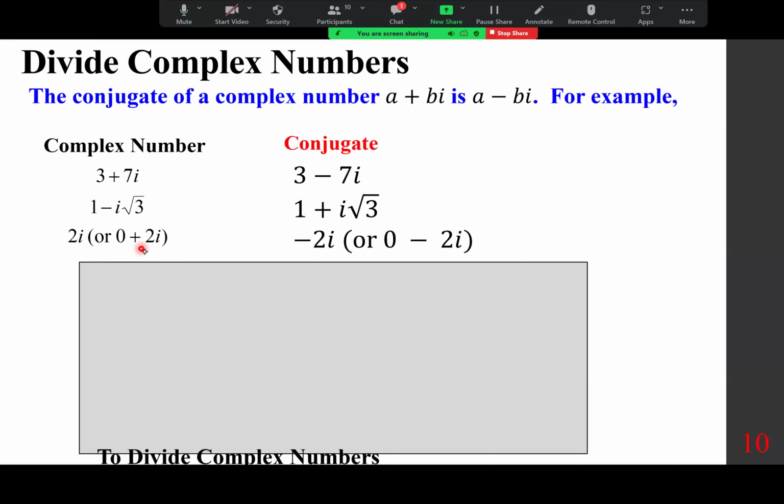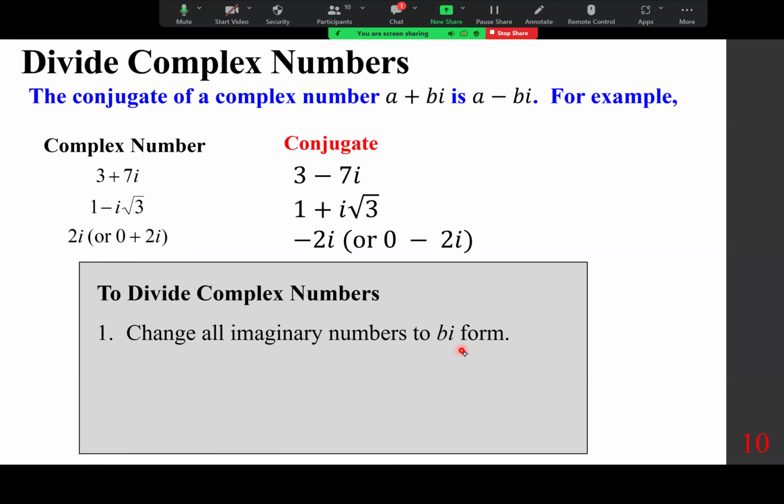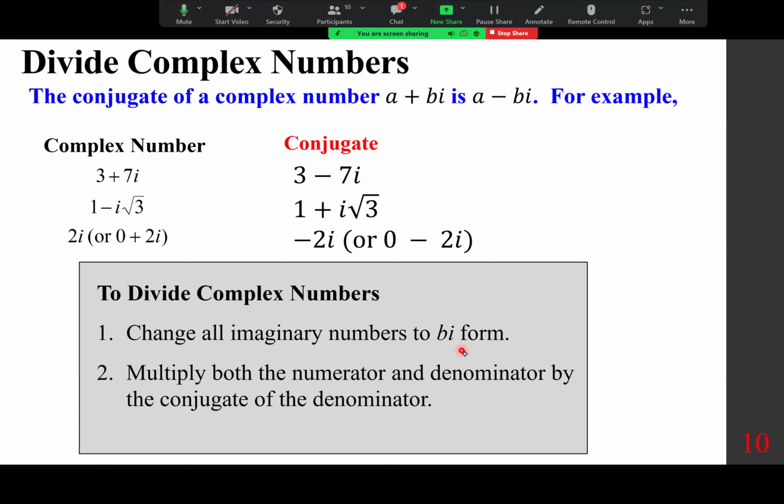Therefore, the concept of division. To divide complex numbers, we take the following steps. Number one, change all imaginary numbers to bi form. So if you happen to have, for example, square root of minus 5, you say square root of 5 i. That's the concept. Number two, multiply both numerator and denominator by the conjugate of the denominator. Finally, write the answer in a plus bi form.